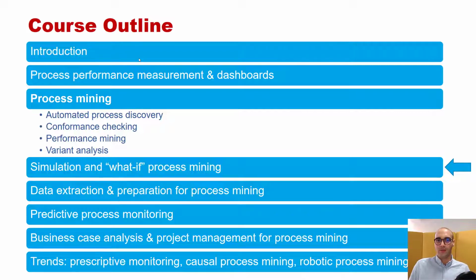If an organization wants to check what would happen to their performance if they increase the number of resources, or if the workload has increased, or the arrival rate of the cases has increased for a specific duration of time, which happens during a season, what would be the impact of these kinds of scenarios on the performance of the process?